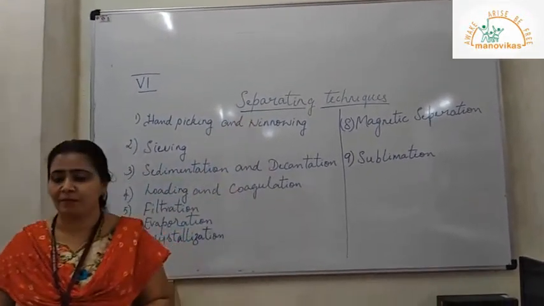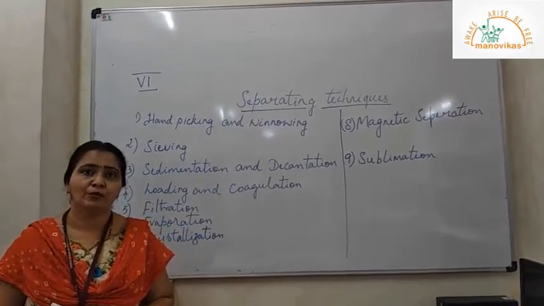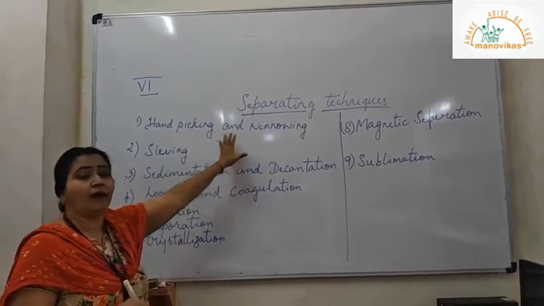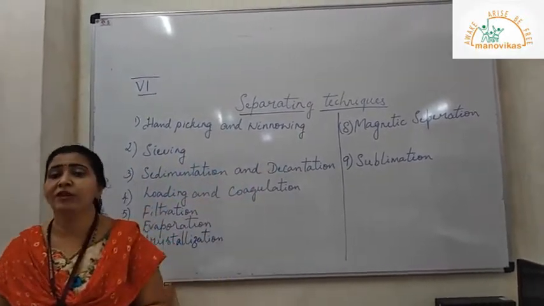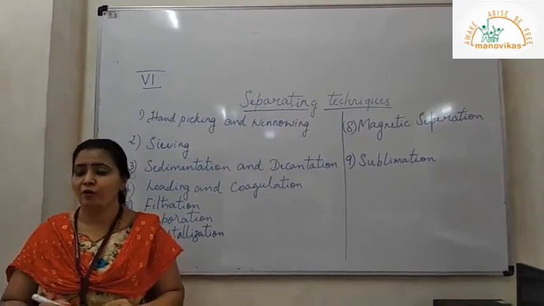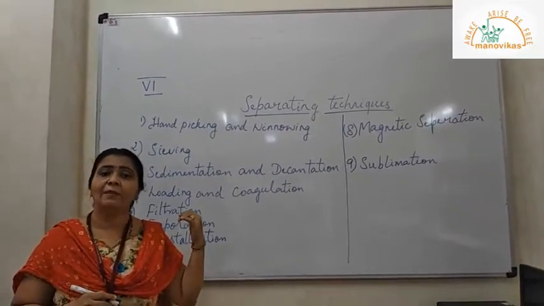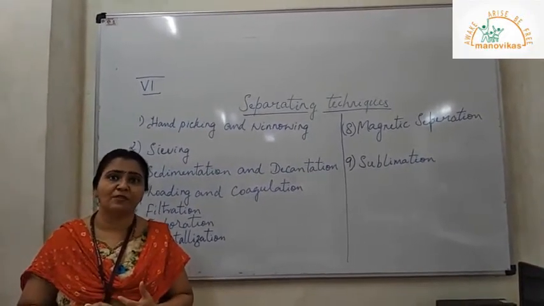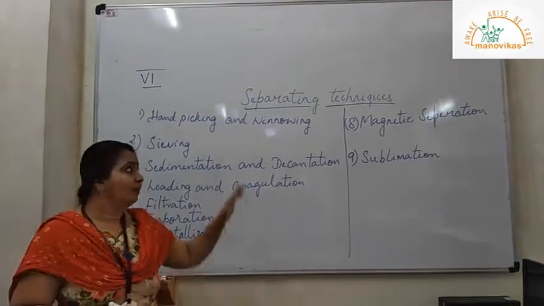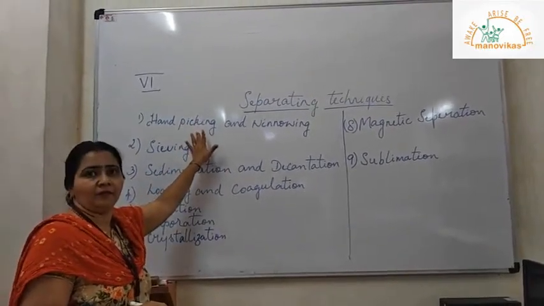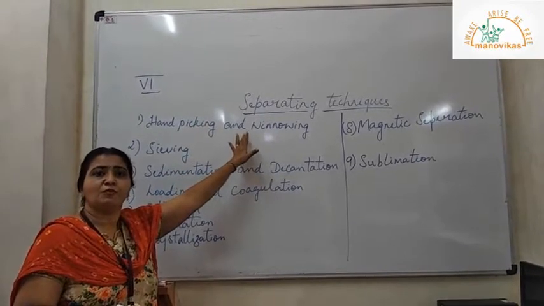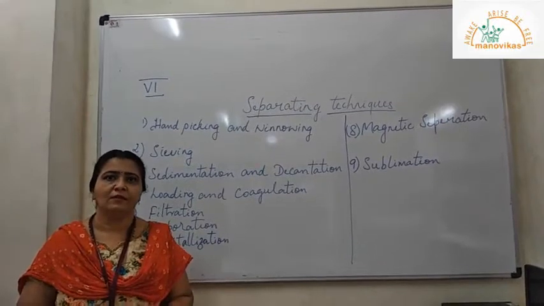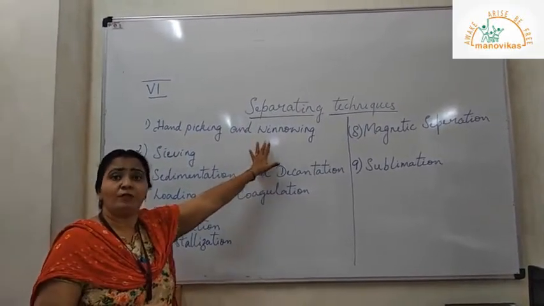There are different separating techniques or physical methods used to separate the components. The first one is hand picking and winnowing. All of you know that at home your mother might be using the hand picking method to clean pulses, grains, vegetables, etc. using the hand. That method is known as hand picking. And winnowing is especially used by the farmers to separate the grains from the husk. That method is known as winnowing.